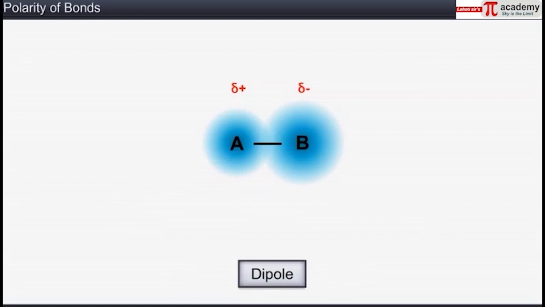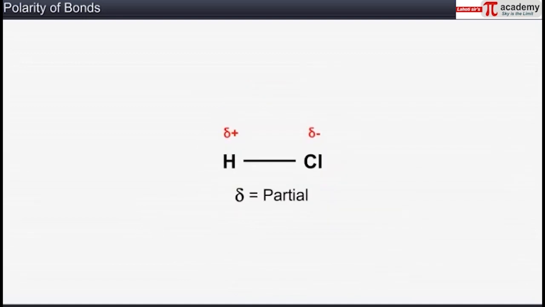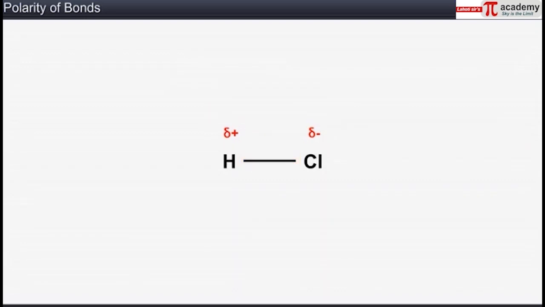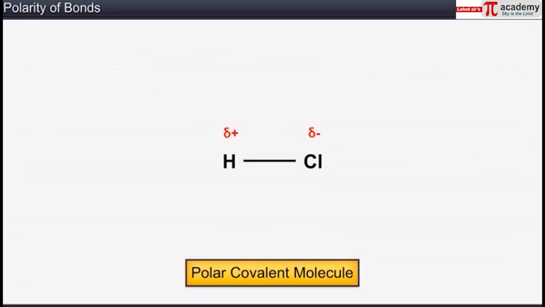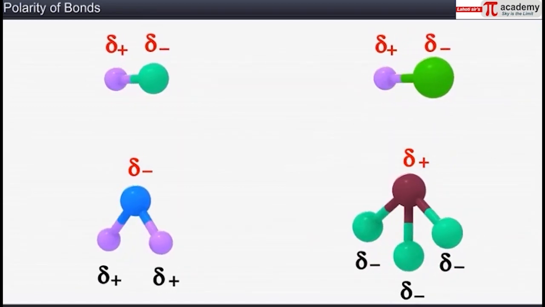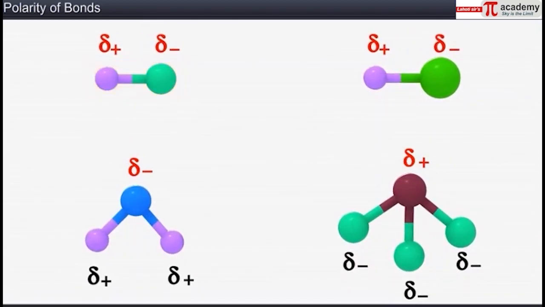The covalent molecule with the two oppositely charged poles is called a dipole. For example, the dipole in hydrogen chloride is represented as shown here. Hence, the bond is called a polar covalent bond, and the molecule is called a polar covalent molecule. Examples of polar covalent molecules are hydrogen fluoride, hydrogen chloride, water, and nitrogen trifluoride.